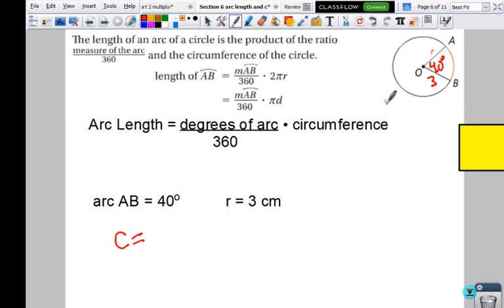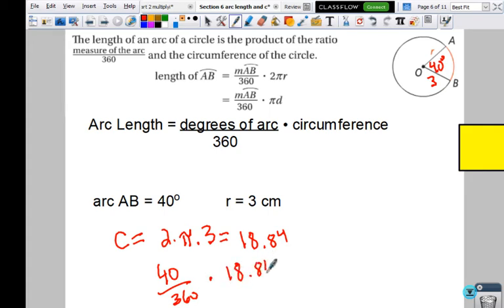So circumference is going to be, since my radius is 3, 2 times pi times 3, 18.84. That's my circumference. So to find my arc length, I'm going to go 40 divided by 360 times 18.84. And we can plug that straight into Desmos: 40 divided by 360 times 18.84.